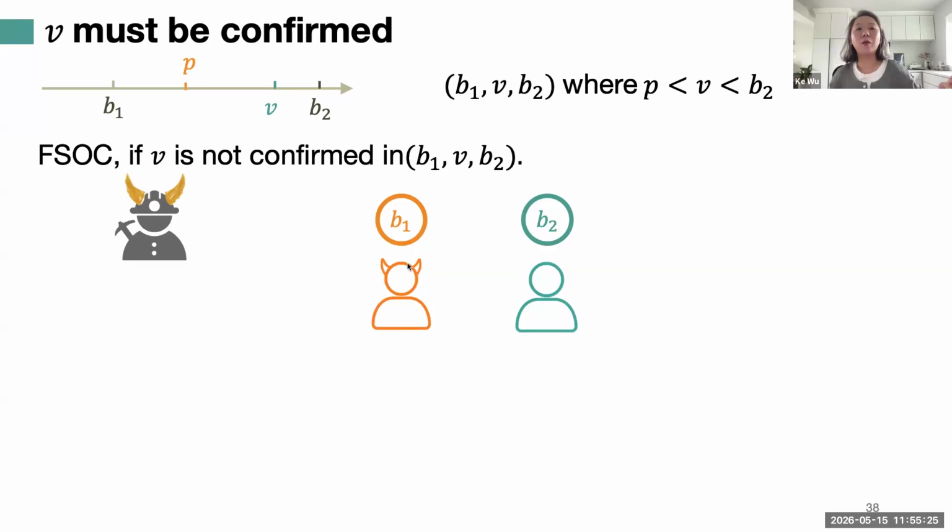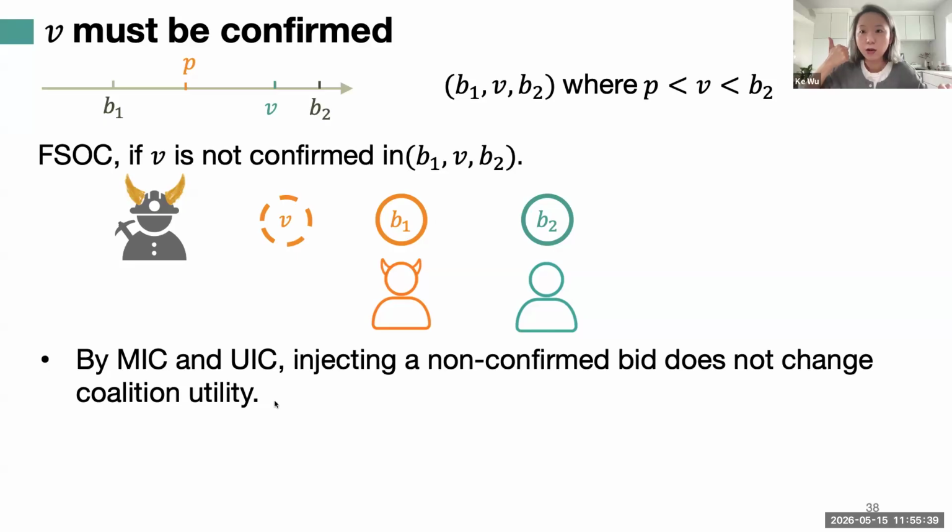Again, this orange user, whose true value is B1, is going to collude with the miner. For now, they do not censor. They just inject a fake bid V. V is not confirmed, so V should not change miner revenue, by miner incentive compatibility. And V is not confirmed, so it should at least not increase this orange user's utility. So if B1 was not confirmed before, it is still not confirmed. So injecting this non-confirmed bid V does not change the coalition's joint utility.